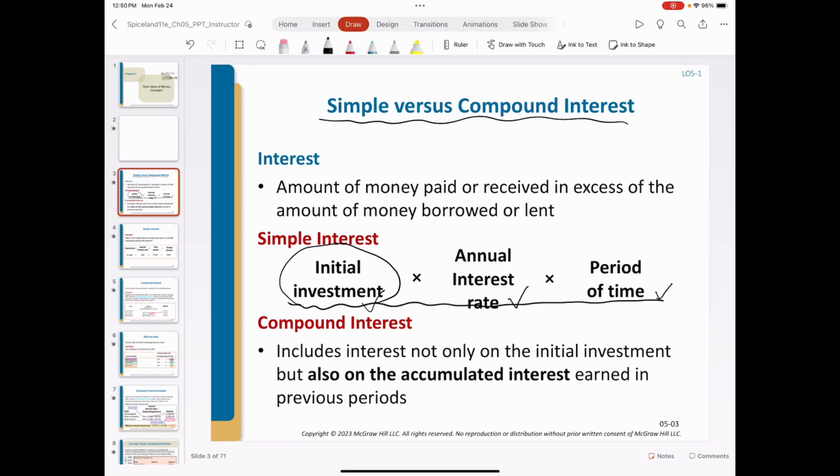Well, compound interest is different. So the principal not only includes the initial investment, it also includes the accumulated interest earned in the previous periods. In other words, for compound interest, we assume the interest will be reinvested and will become part of the principal. So the follow-up interest is actually not just generated from the prior initial investment, but also from the previously earned interest. So in simple words, compound interest assumes interest can generate interest.